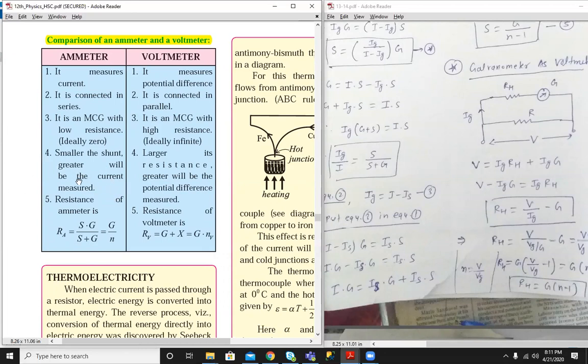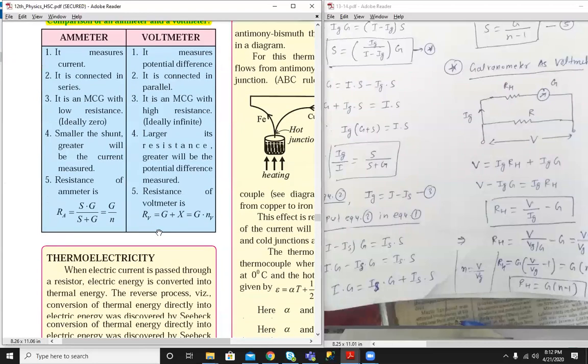So no need to explain the resistance of an ammeter. The resistance of an ammeter: as there is a parallel circuit, the shunt and galvanometer are in parallel, so the combined resistance will be, as we know that if two resistances are in parallel, the combined resistance will become R1 R2 upon R1 plus R2. And in a voltmeter, the galvanometer is in series with a high resistance, that's why G plus X.